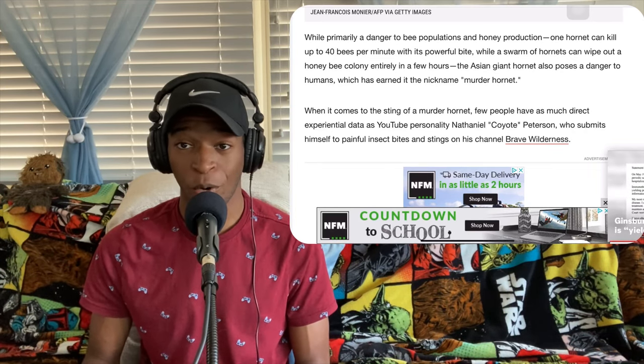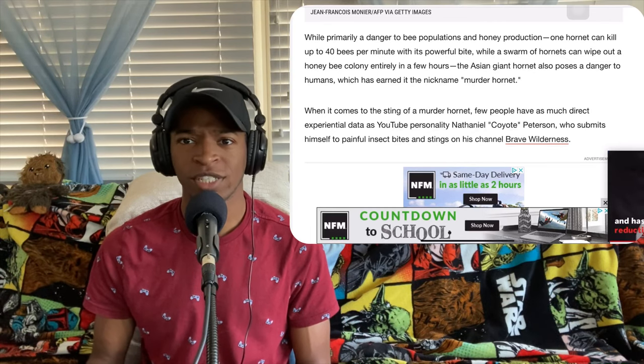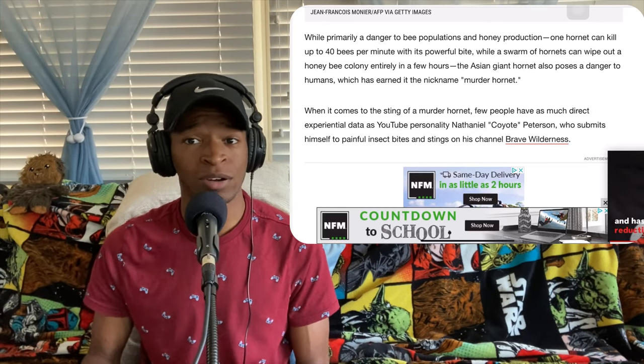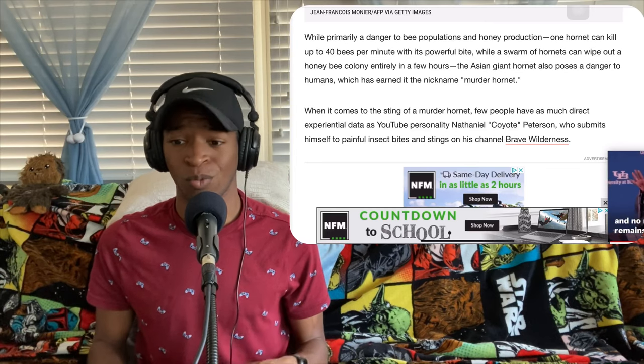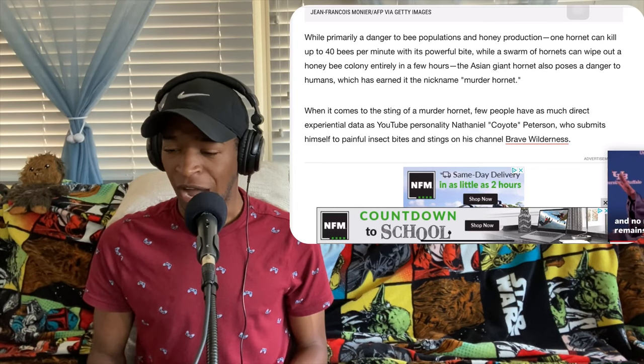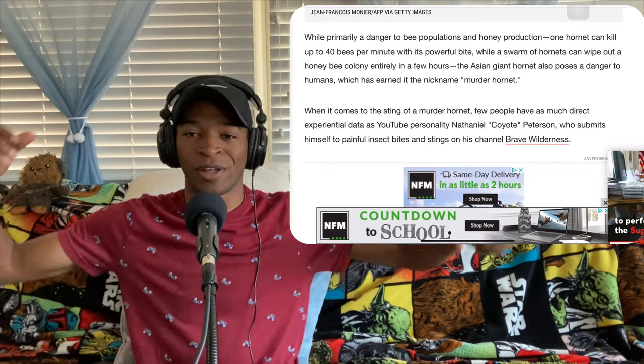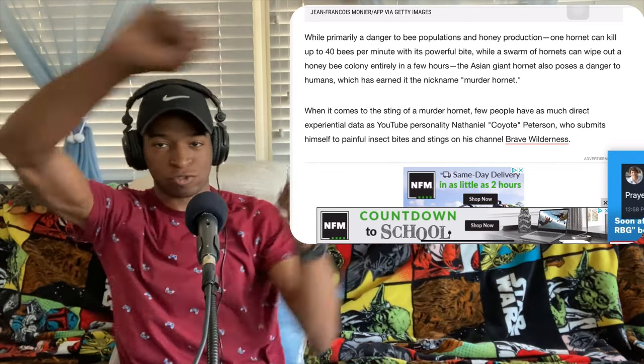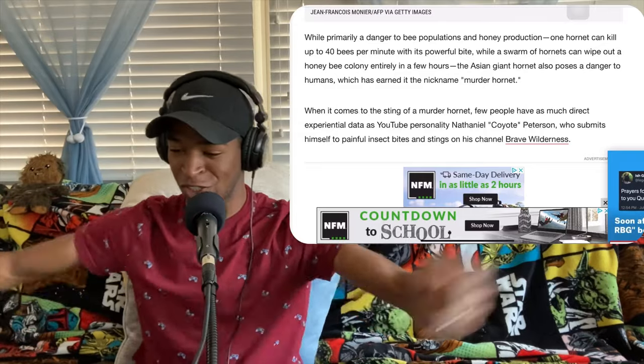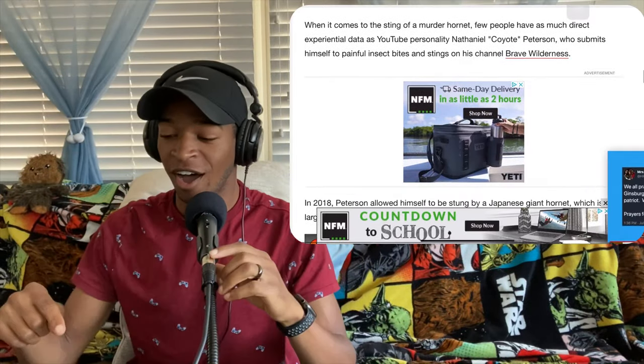40 bees per minute. I don't even know if I can kill 40 bees per minute. What the fuck? I'm imagining it like it's an action movie, and the murder hornet has like two big blades, and he's just like, it's fucking sick in my head.